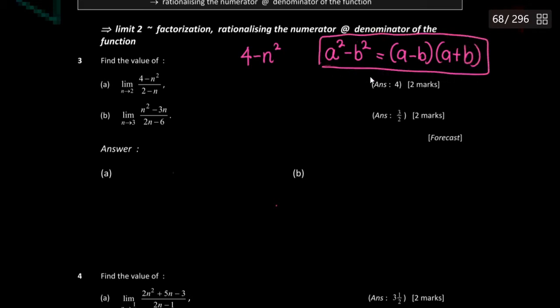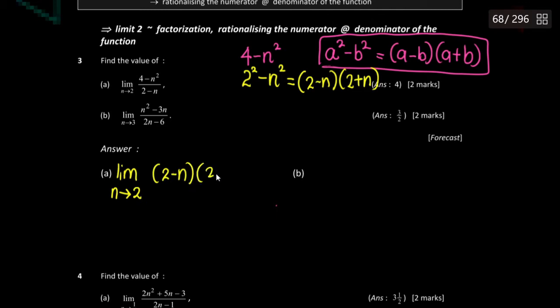Remember the shortcut. Now in this case, this is actually 2 square. 2 square is 4, minus n square. So how do I write this? 2 minus n, 2 plus n. So now I'm going to rewrite again. Limit of n approaching 2, 2 minus n, 2 plus n, divided by 2 minus n.